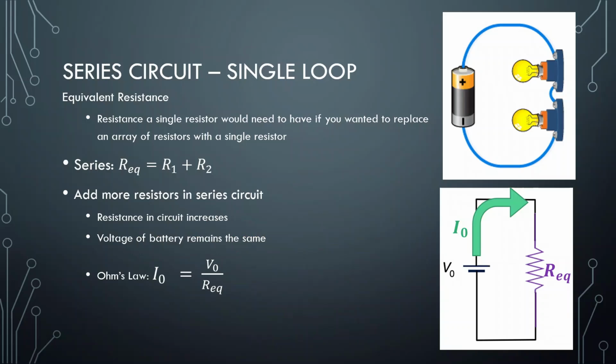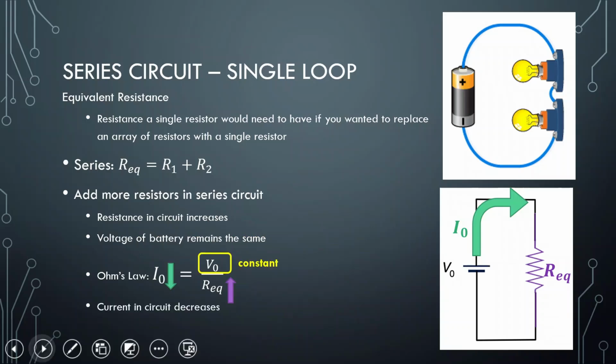So Ohm's law tells us that I0 is equal to V0 over Req, just rearranging what we had before. So if we assume that the voltage of our power supply is constant, that V0 is a constant, the larger my equivalent resistance, the smaller my current is going to be. So what this tells me is that in a series circuit, the more resistors that I add, the smaller the overall current is going to be in the circuit.